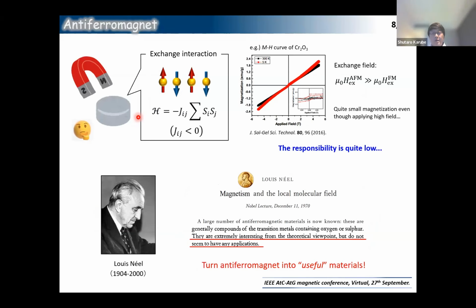An example of this is the magnetic field response of the antiferromagnetic chromium oxide, where it is evident that there is no net magnetization. So Néel, who laid the framework for antiferromagnetic theory through the molecular field theory, remarked in his Nobel Prize lecture that while it is theoretically interesting, it is unsuitable for practical application. Therefore, it is crucial to find a way to harness the advantages of antiferromagnetic materials while making them suitable for practical application.